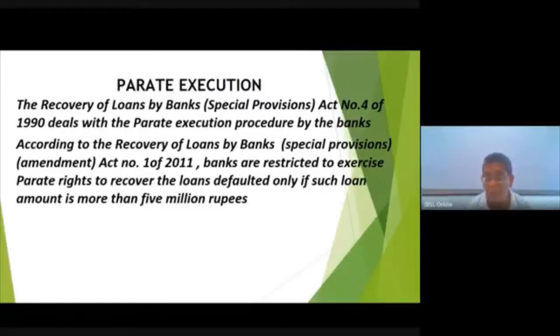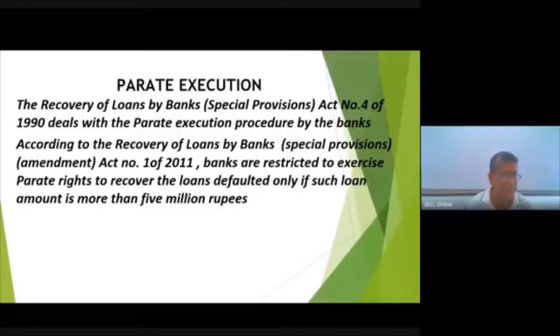But now from 2011 onwards, it was limited. A loan can be recovered under this law only if it is more than 5 million. Now, you as a banker, you need to be careful. If some customer comes for a housing loan and is asking, I need only a 4.5 million loan facility. What do you mean by that?